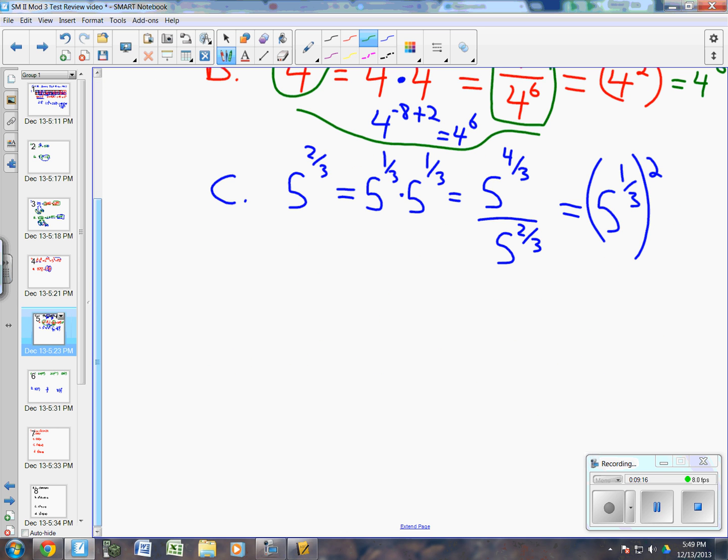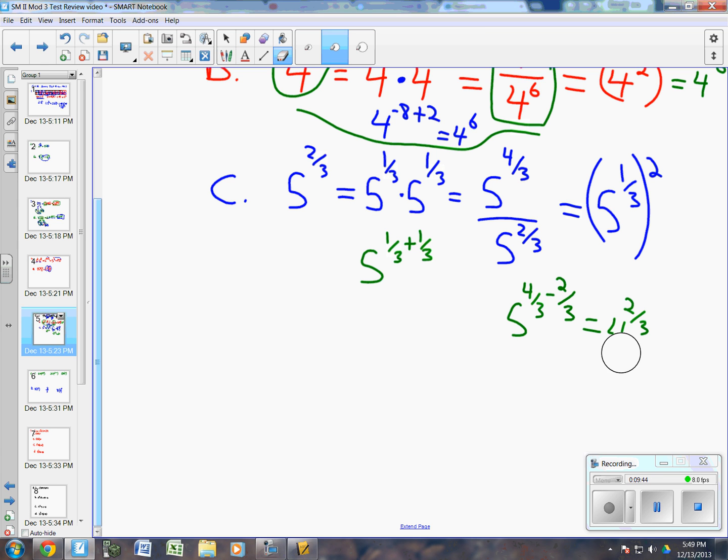Right here on this last one, once again, we know that 5 to the 1/3 times 5 to the 1/3 is 5 to the 1/3 plus 1/3, which is 5 to the 2/3, so that one works. Okay, when you're dividing, it's 5 to the 4/3 minus 2/3. And we know 4/3 minus 2/3 is 2/3. So once again, we get 4 to the 2/3. I'm sorry, 5 to the 2/3.